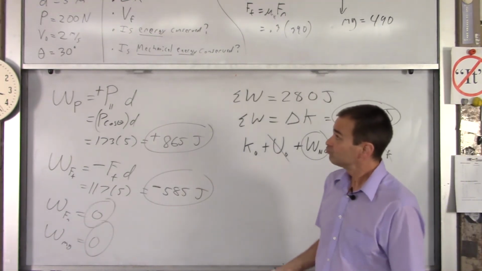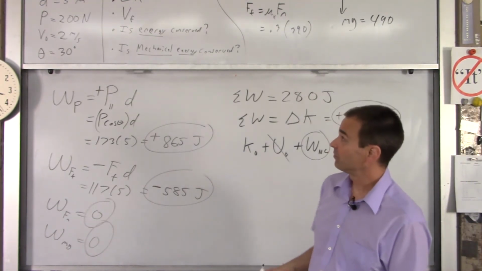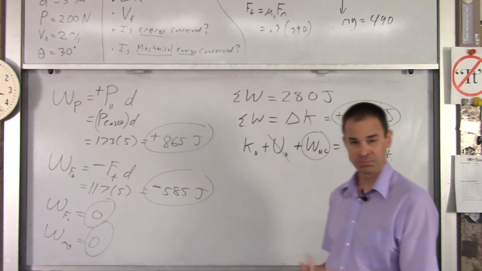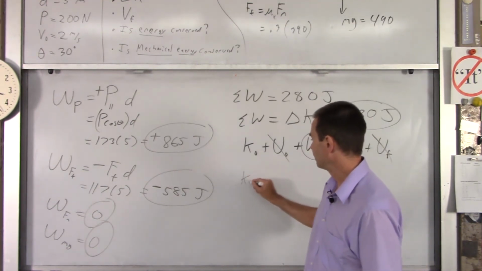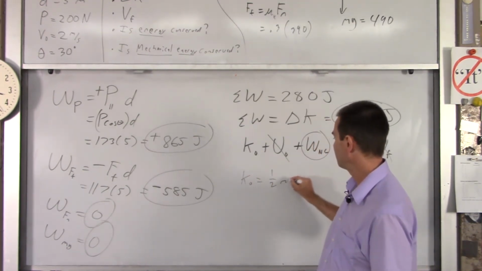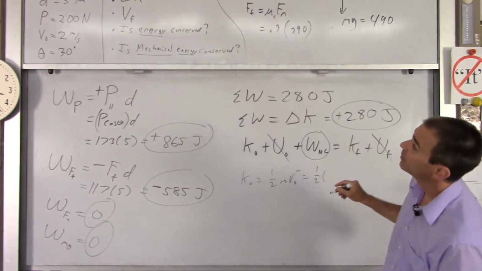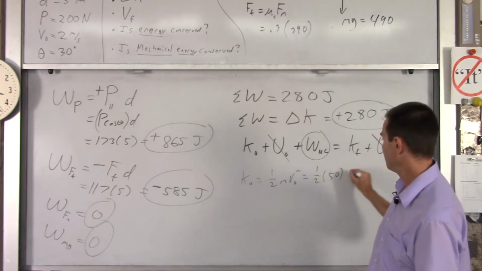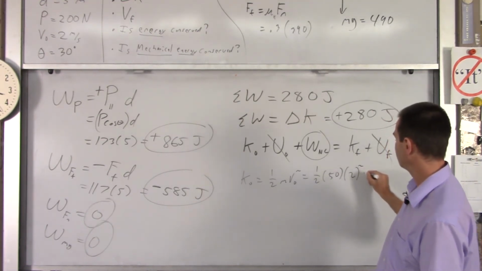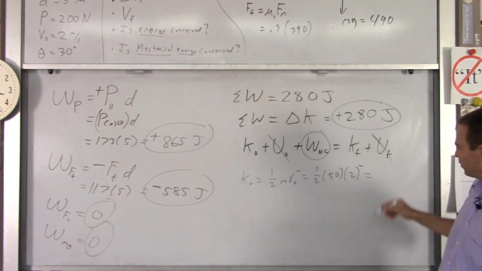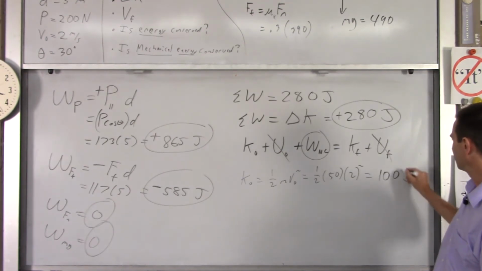KE naught, we can get a number for that, right? We know the starting velocity of the box is 2 meters per second. We know its mass, so I'll write that down here. KE naught is 1/2 m v naught squared, which is 1/2 times m was 50, and v was 2, and you got to square that, and no calculator necessary there, you get 100 joules, okay?